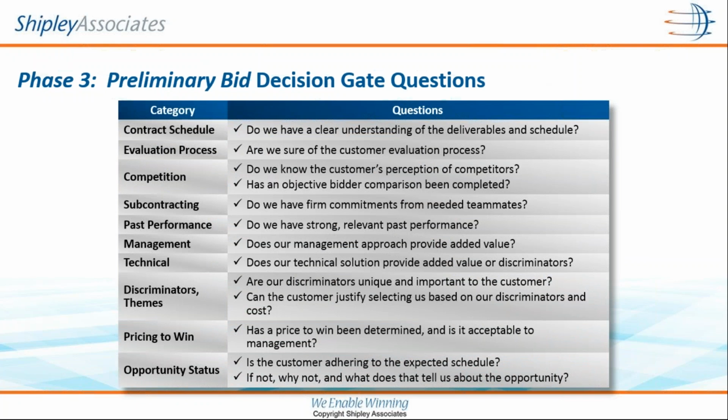So the types of questions we need to ask at this point are about contract schedule, the evaluation process, all of these elements that go into this preliminary bid, no bid decision. And you can see there's a lot of things. We need to make sure before we commit resources, before we advance the process too far, we need to understand all of the answers to all of these questions. You'll notice we've started talking about pricing to win here. What is it going to take us as far as price to win this, and does that present acceptable margins for our business?